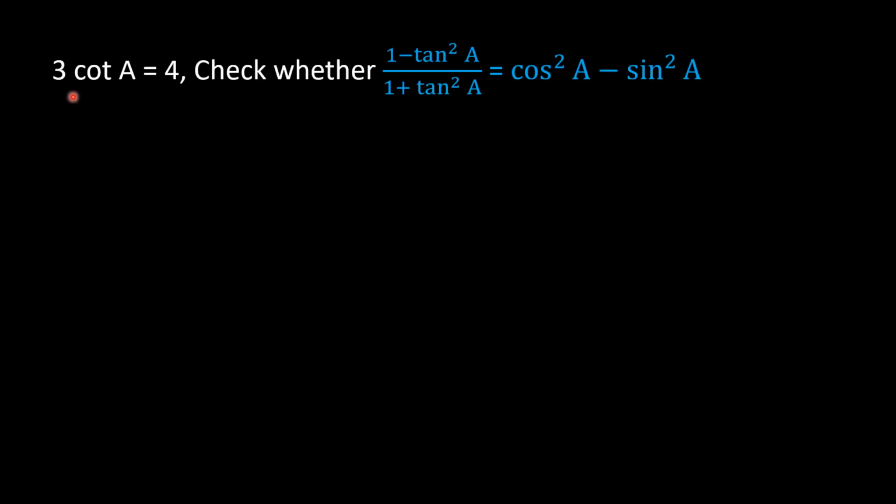3 cot A equals 4. Check whether 1 minus tan square A divided by 1 plus tan square A equals cos square A minus sin square A. We write 3 cot A equals 4 as cot A equals 4 divided by 3. From this value of cot A, we will find the values of tan square A, cos square A and sin square A and show that, or check whether, the left hand side equals the right hand side.